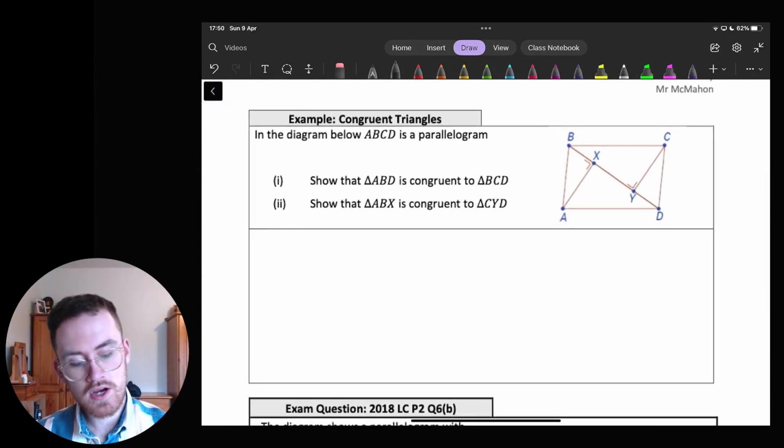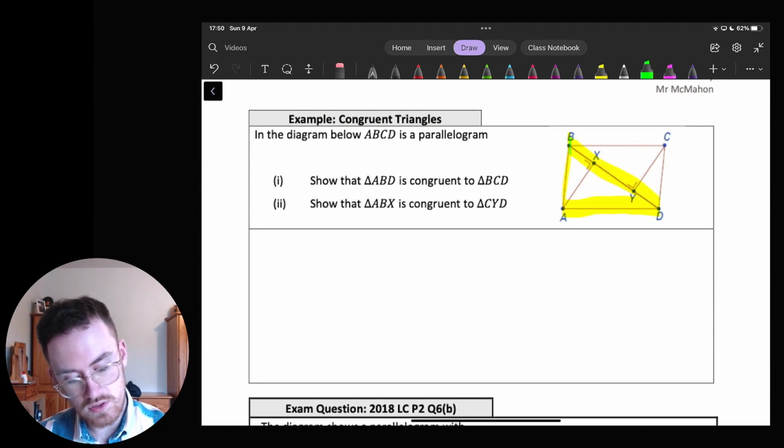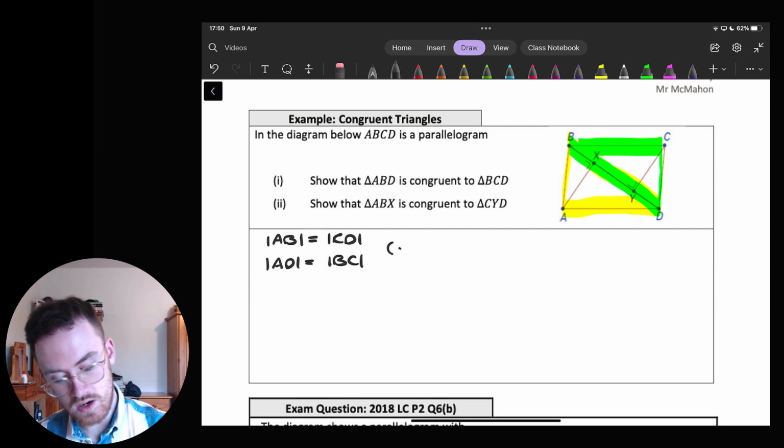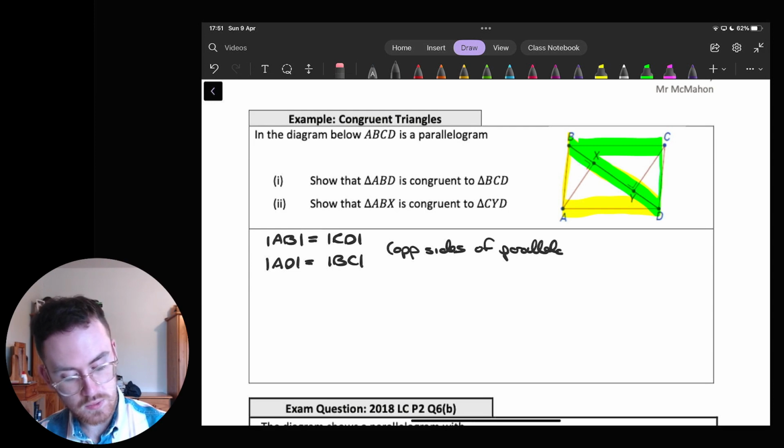The first part asks us to show that ABD, this one here, is congruent to BCD, which is this one here. For this, we're using a lot of our parallelogram rules. So we can say that AB is equal to CD. We can say that AD is equal to BC, and both of those are opposite sides of a parallelogram. And we should know that opposite sides of a parallelogram are equal.